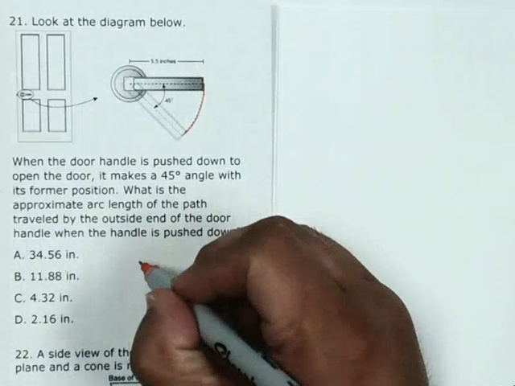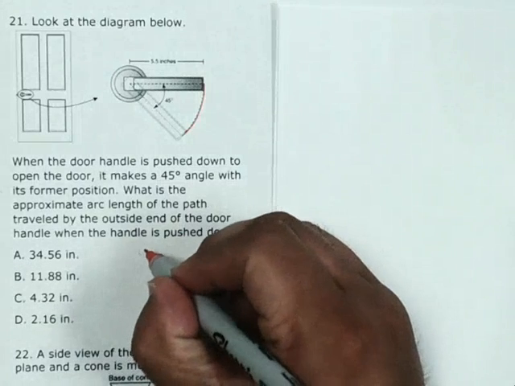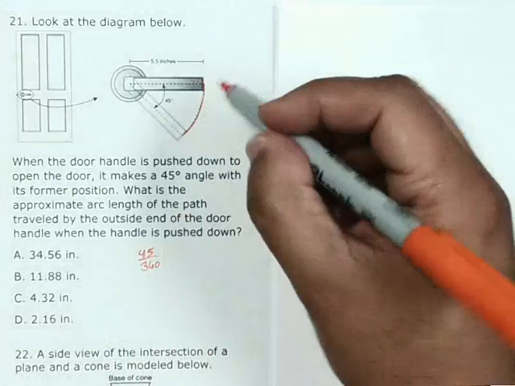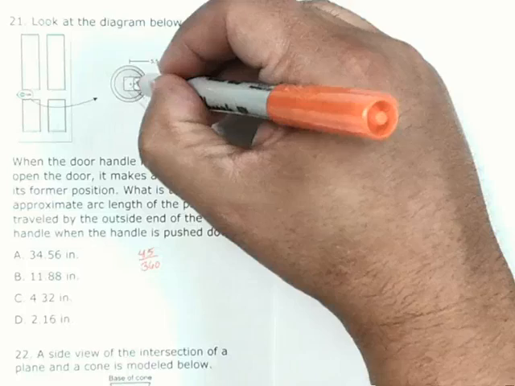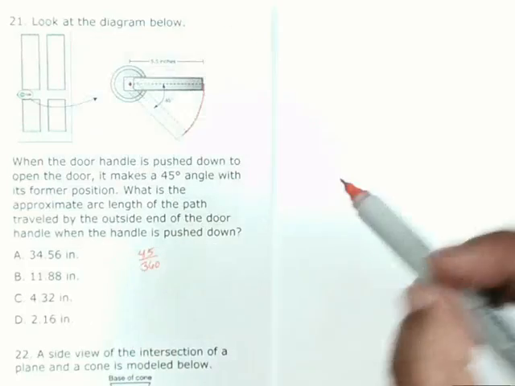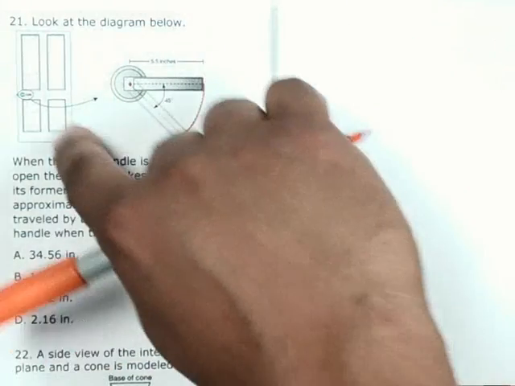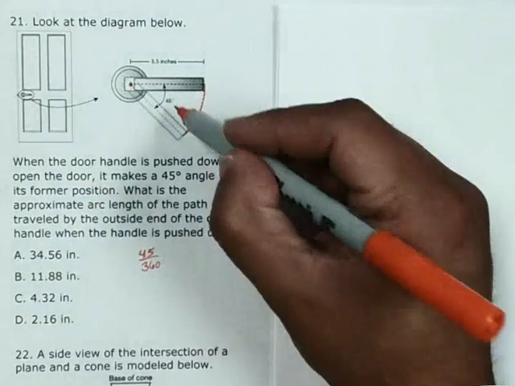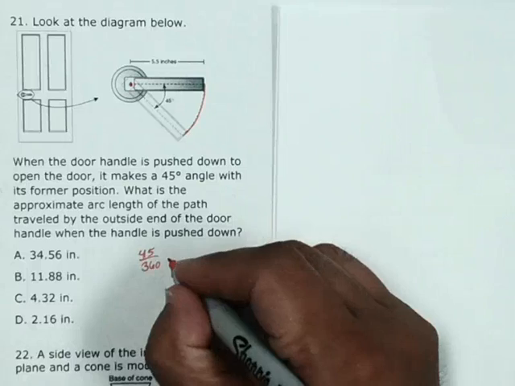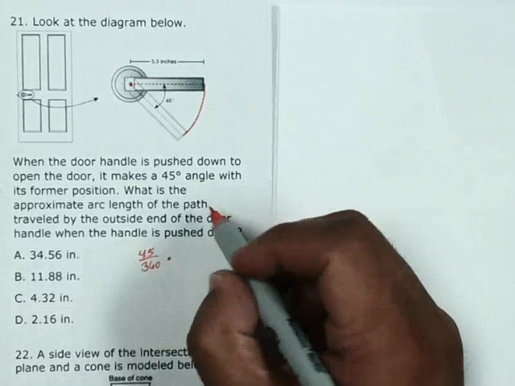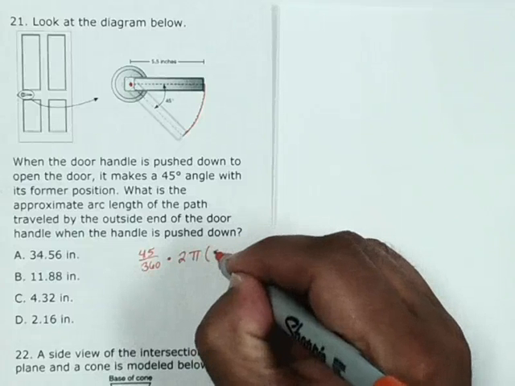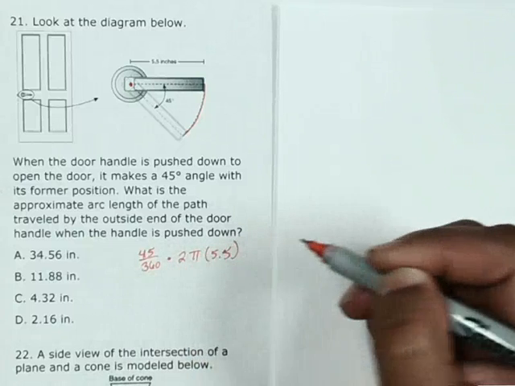So I'm going to use 45 over 360 to measure the angle over 360 to get what part of this circle, because ideally, since this is spinning off of that point, if I were to turn this all the way around, it would make a circle. So that's where the 360 comes from. I only want 45 out of that 360. And I'm looking at length, so that tells me I'm going to use circumference. So it's 2 times pi times the radius.